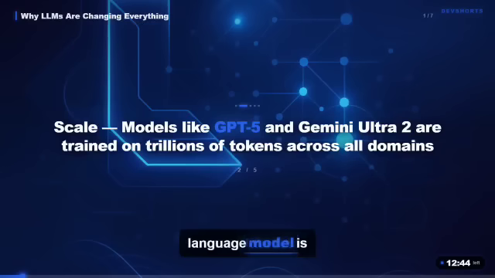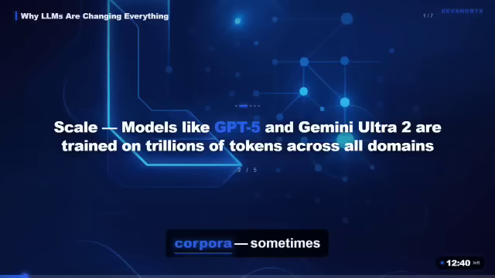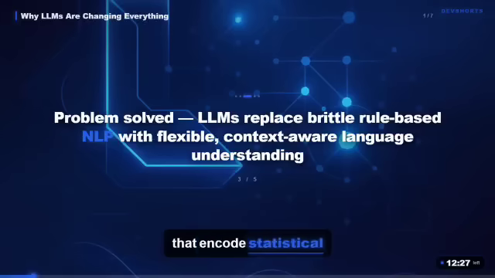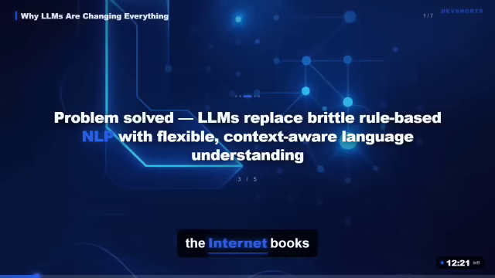A large language model is a deep learning neural network trained on massive text corpora, sometimes trillions of tokens, to predict, generate, and reason about language. The key word is large. We are talking hundreds of billions of parameters that encode statistical patterns across essentially all human-written text, available on the internet, books, scientific papers, and code repositories.